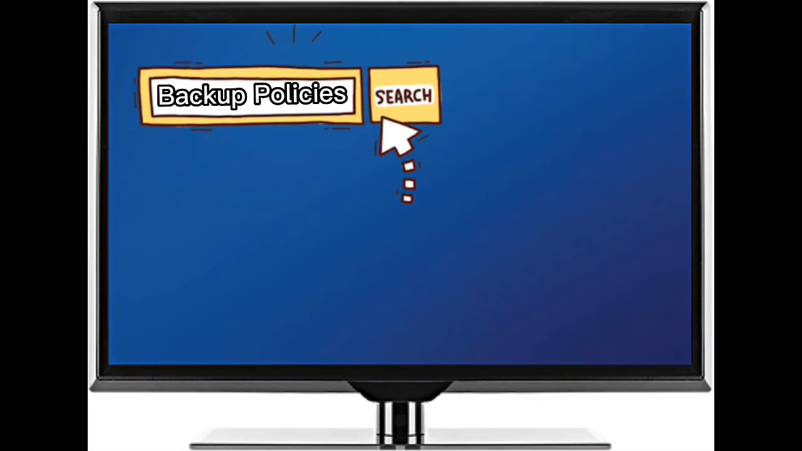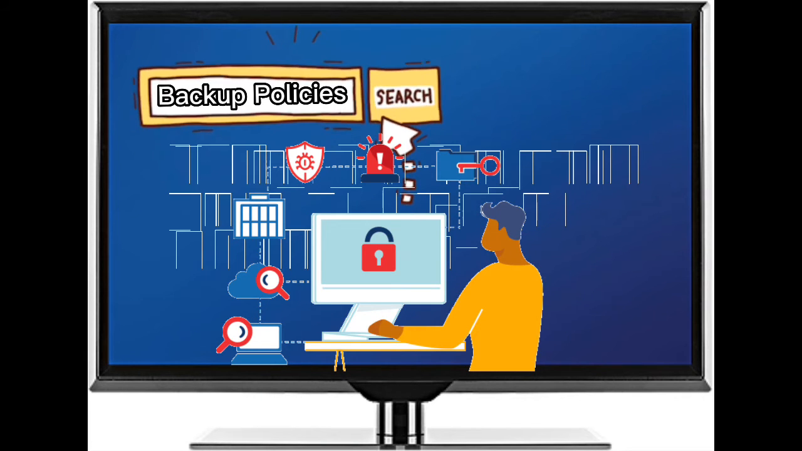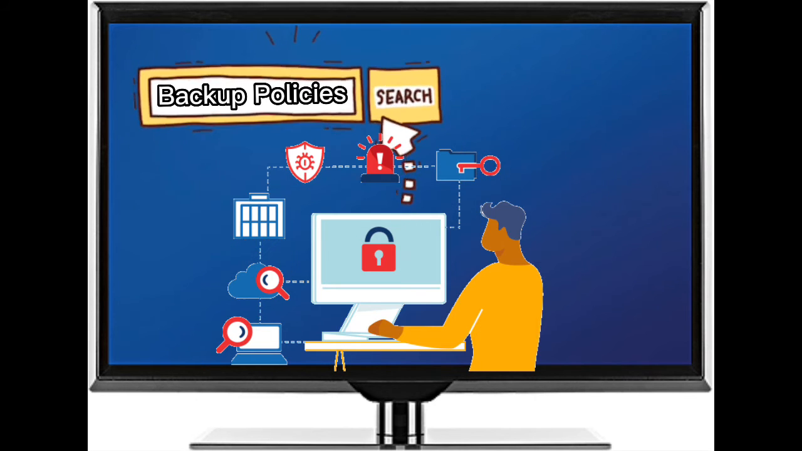Backup policies. It defines who is the responsible person for backup, what should be backed up, where it should be backed up, how long it should be kept, and the frequency of the backup.